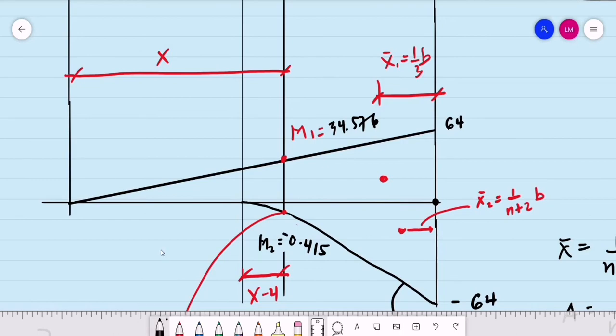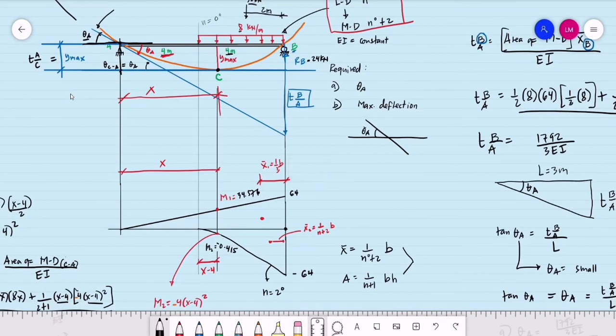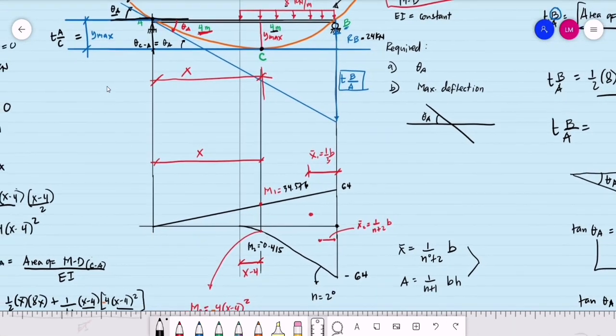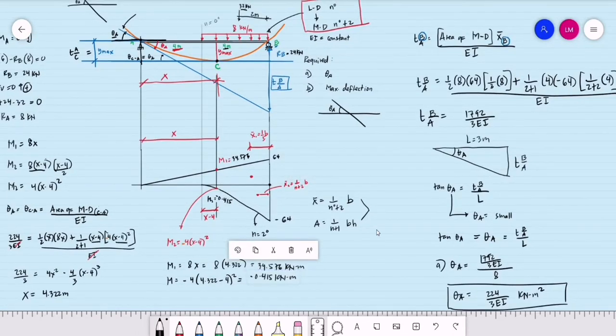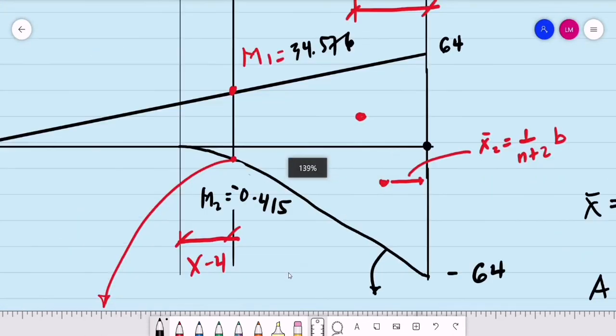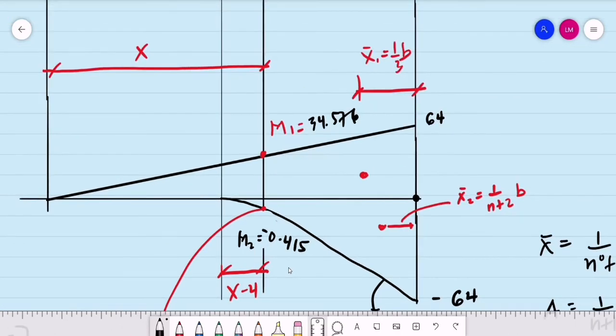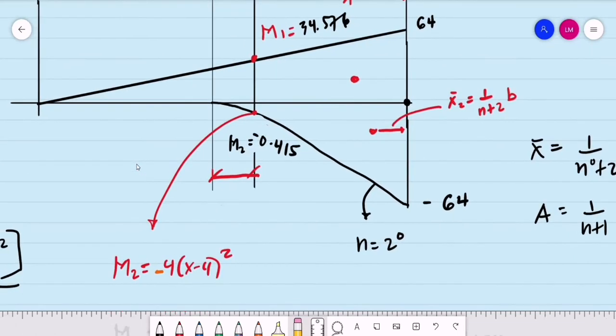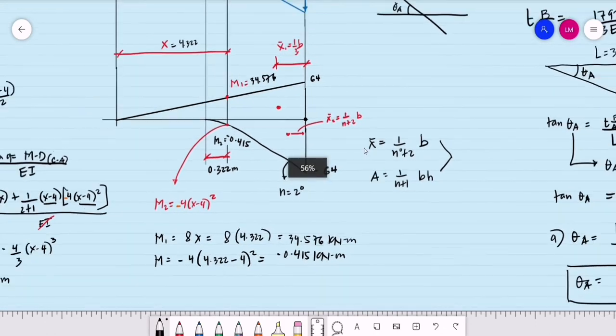So all we have to do is compute the equivalent of the deviation from point C to point A. That will be the same as the maximum deflection. By the way, what are the distances? We have the value of x, the base of the triangle, equal to 4.322, and this one is x minus 4, that is 4.322 minus 4. The base of the spandrel will be 0.322 meter. Okay, so those are the distances or the bases of the triangle and the spandrel.